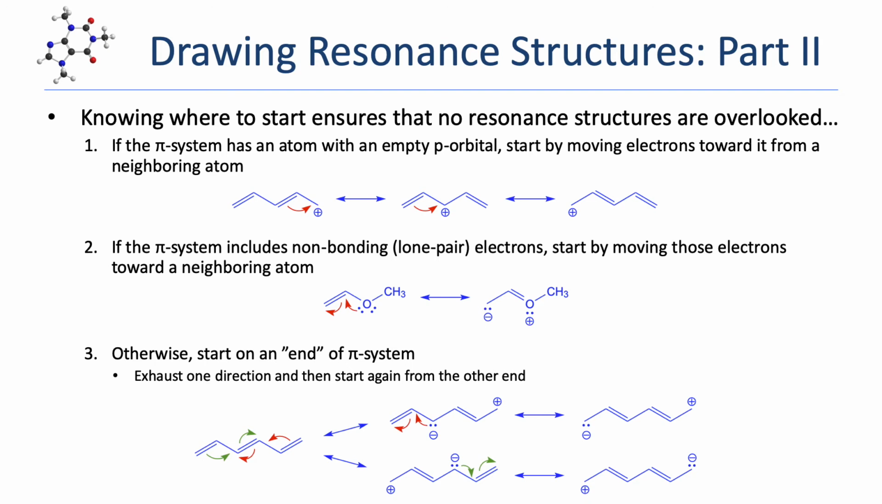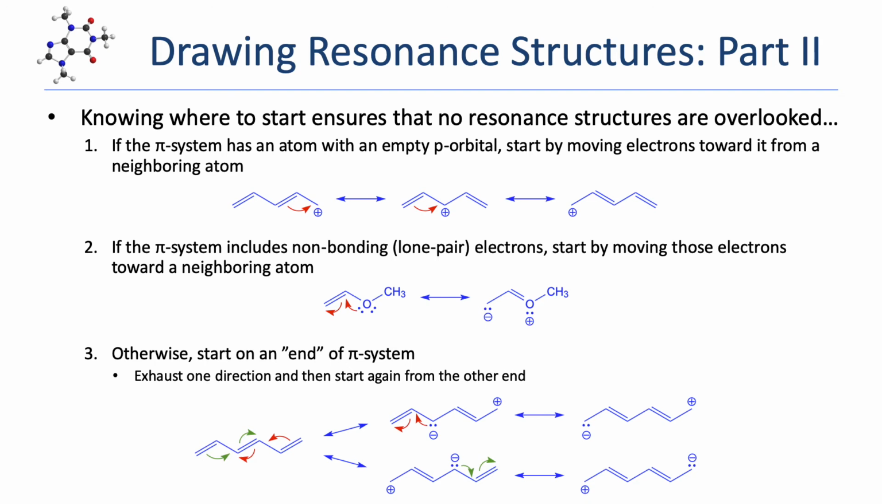This is often encountered in dienes and trienes and similar molecules. So here we have 1,3,5-hexatriene, and this molecule actually has quite a number of resonance structures. We're just going to draw a few of them out to demonstrate the idea of where to start.